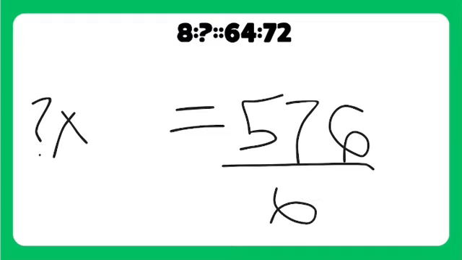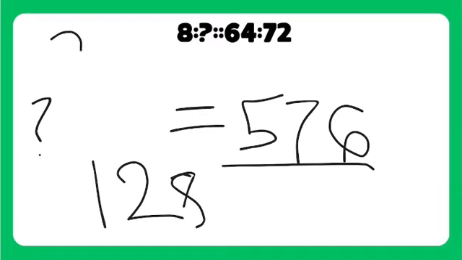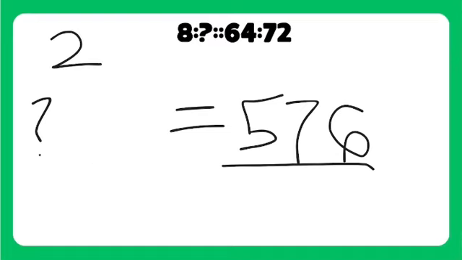We move it over here. So now we have the question mark is equal to 576 over 64. So now we will solve this. What I'm just going to do is keep adding 64 to itself. So 64 plus 64 is 128, and we have done it twice. Now we will do 128 plus 128, which is 256.